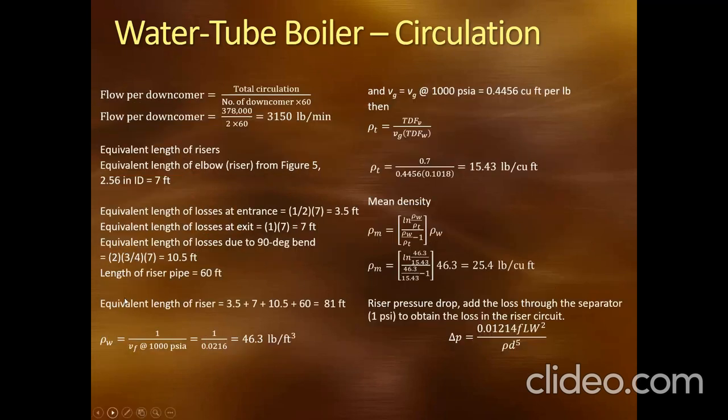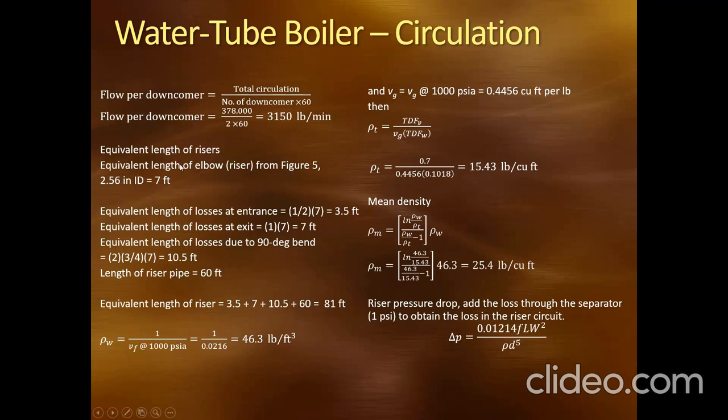The flow per downcomer is the total circulation divided by the number of downcomers times 60, so 378,000 divided by 2 over 60 is 3,150 pounds per minute. This is what enters the two downcomer pipes. Look at the TIG, 3,150 pounds per minute. Okay? So we have the flow rates.